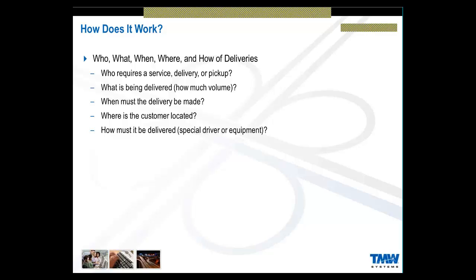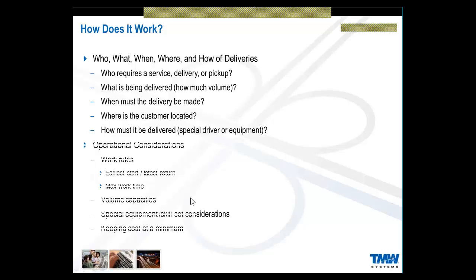So how must it be delivered? Is there a special driver, special equipment, does it require a lift gate? Could be some type of bulk product that says we can't mix certain products with other products. So there's a lot of different things that could come into an equation in terms of how the product gets delivered as well. So we've got this set of demand, or set of orders, that we need to optimize with all these rules.